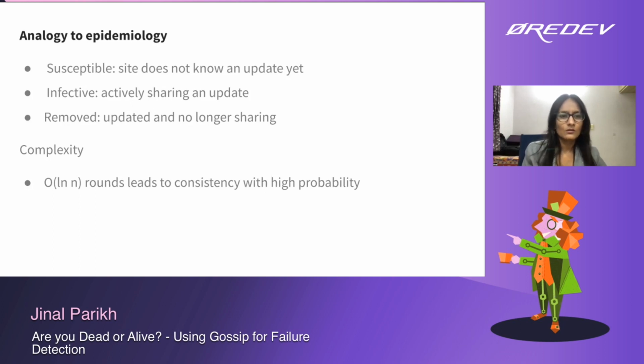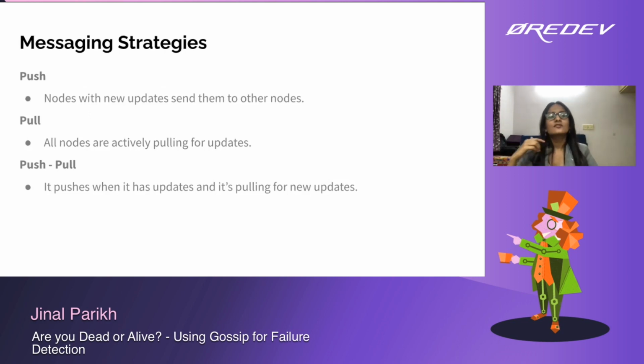Okay, so the messaging strategies which are used here, and I think even in anti-entropy, are basically push, where I am an infected node and I'm going to infect other nodes. So nodes with new updates send them to other nodes. Pull is where all nodes are actively pulling for updates. That's another mechanism which was used. And push-pull is basically a combination of the two: if I have updates, then I'll push them, and if not, then I'll keep pulling for new updates. So a single node does both of them.